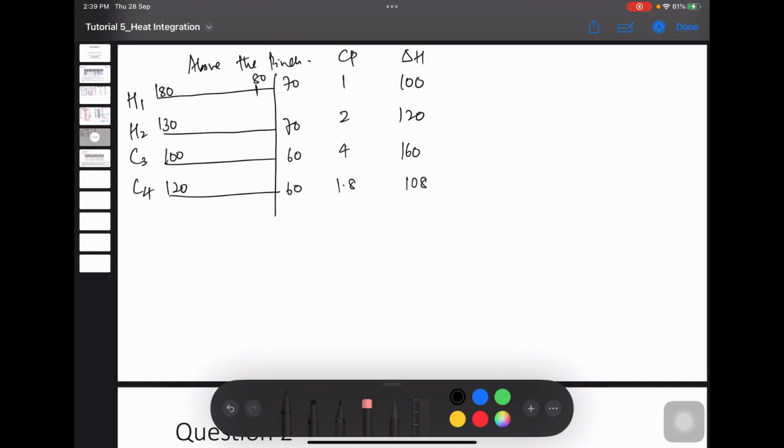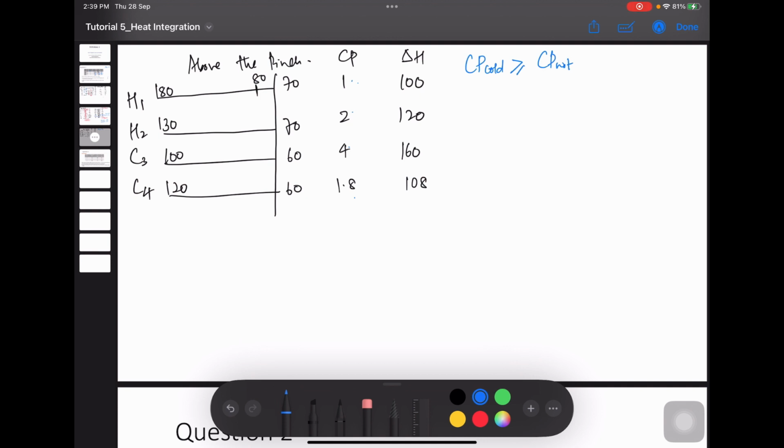Now you need to remember this our CP rule. Our CP rule above the pinch says our CP of the cold stream should be greater than or equal to CP of the hot stream. Now you see which stream obeys this rule. So now CP cold should be greater than CP hot, or it should be equal to. So our cold streams are 3 and 4, hot streams are stream 1 and 2. So 4 is greater than 1, 4 is greater than 2, 1.8 is also greater than 1. So we have 3 streams that obey the rule.